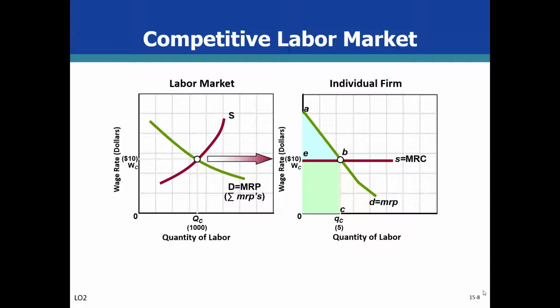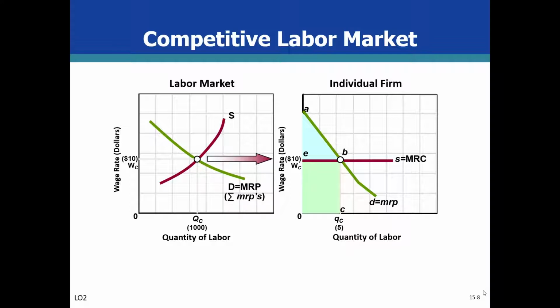This graph displays the total demand and supply of labor in a competitive market sector on the left, and an individual firm's participation on the right. On the left-hand side, the downward sloping demand curve in green and the upward sloping supply curve results in an equilibrium wage rate of $10 at WC, and the quantity of labor supplied at QC, or 1,000 workers, for the market.